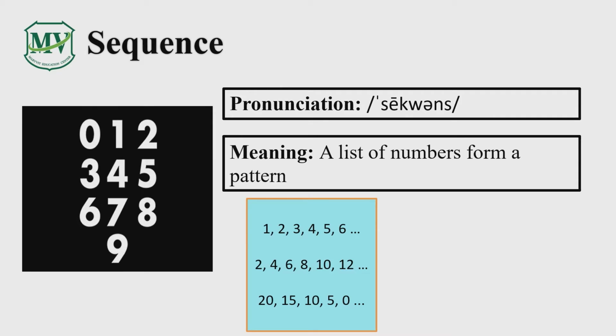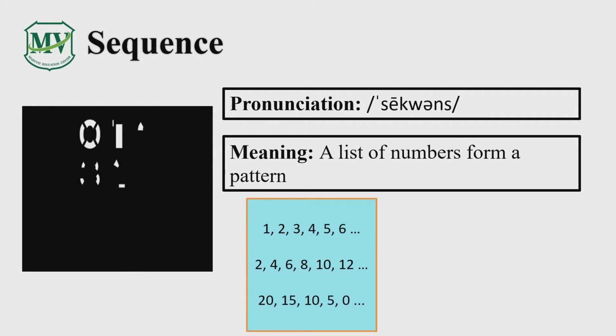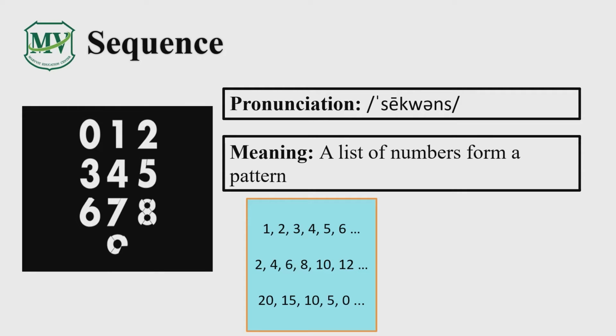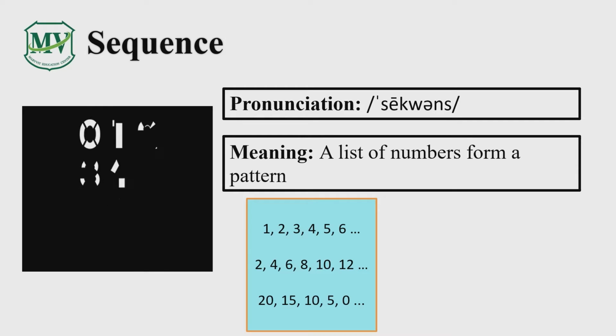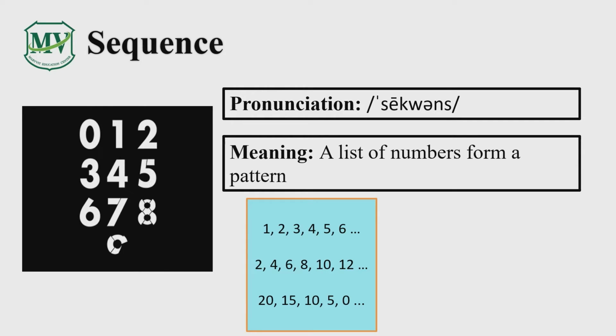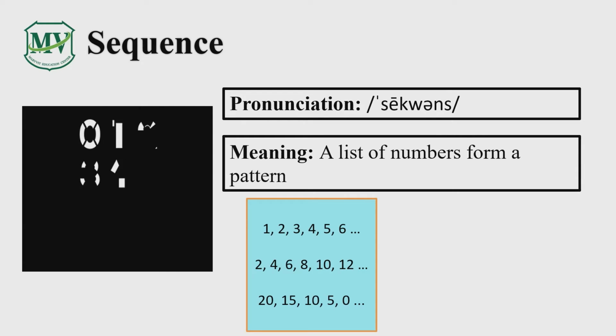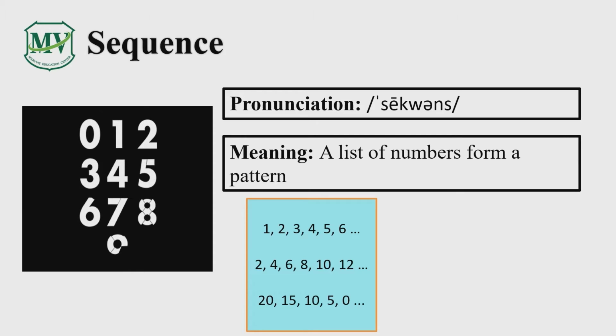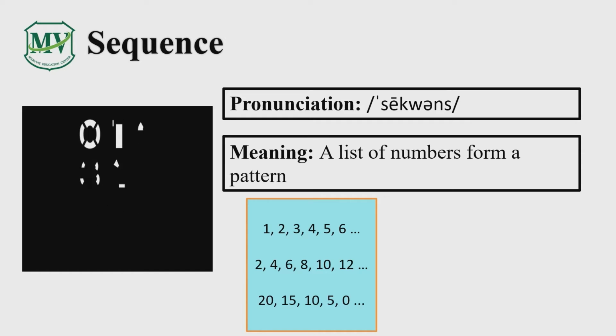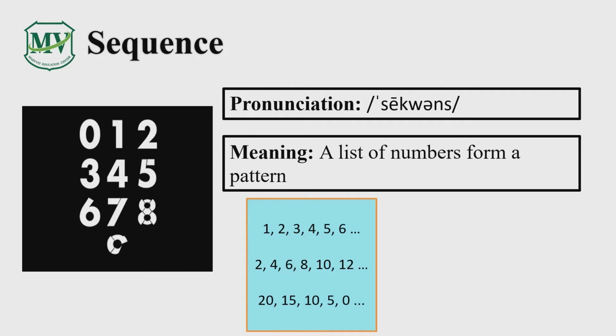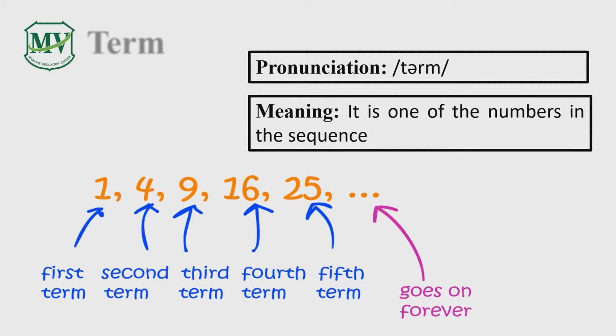Our next vocabulary is sequence. Sequence is a list of numbers that form a pattern. Examples: 1, 2, 3, 4, 5, 6. 2, 4, 6, 8, 10, 12. Now, it's time for you to say the word. Again, sequence. Good job!